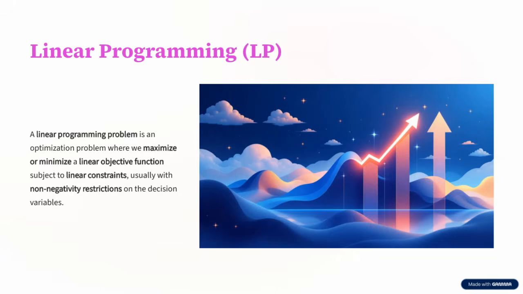Let's talk about what a linear programming problem really is. Essentially, it's an optimization challenge where the goal is to either maximize or minimize a specific objective function. Now, this function is linear, meaning it has a straight line relationship, which makes it easier to analyze and solve. But of course, we can't just focus on the objective alone. There are constraints, conditions that the solution must satisfy. These constraints are also linear, which keeps everything consistent and manageable. Usually, these involve non-negativity restrictions on the decision variables, meaning the variables can't be negative. They have to be 0 or positive.